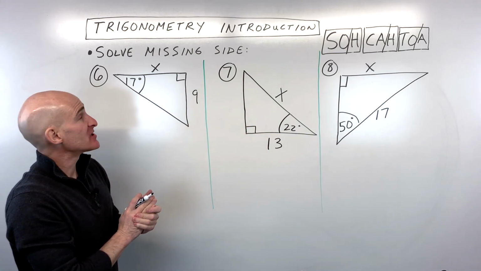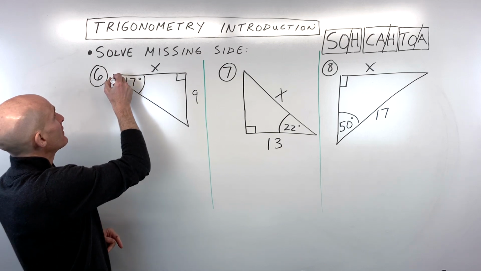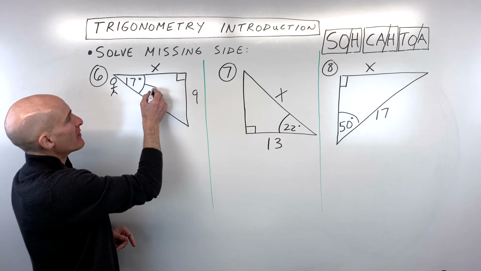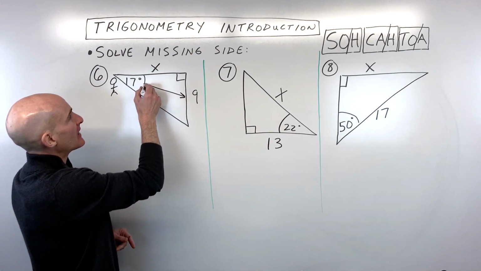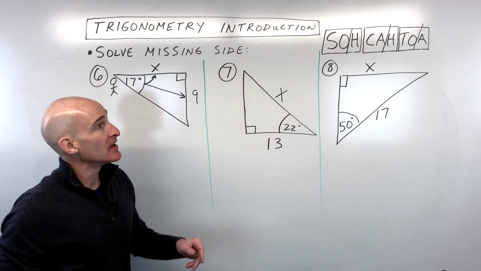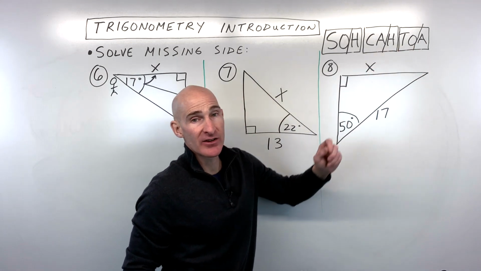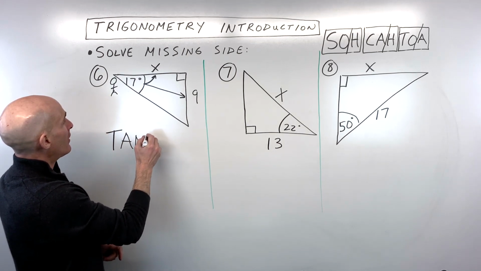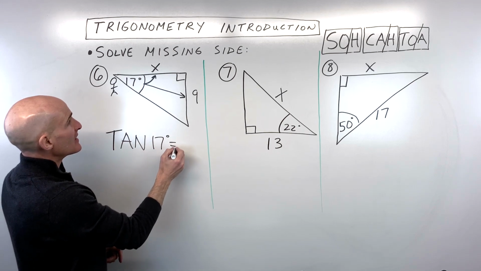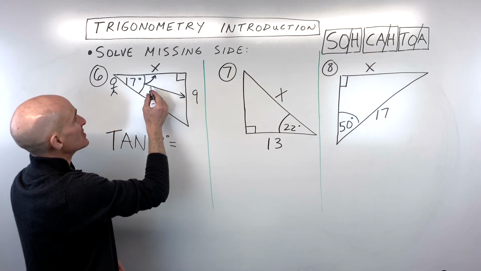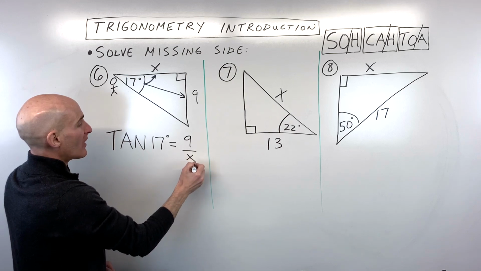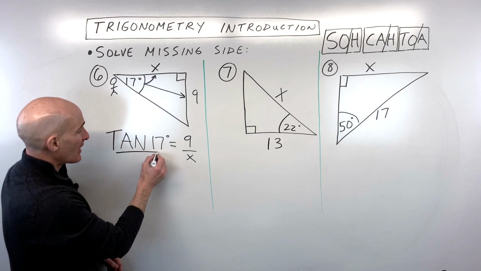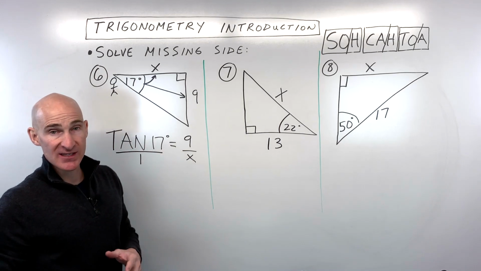Well, if I was going to do number 6, what I would do is I would position myself at the angle here that they're giving us, 17 degrees, and I'd look at it, I've got the opposite side and I have the adjacent side. So remember, opposite and adjacent tells us that it's the tangent ratio. So we're going to say tangent of the angle, 17 degrees, equals the opposite divided by the adjacent. So that's going to be 9 over x. Now, another way to do this problem and solve for x is to think of this as being over 1, because anything divided by 1 is itself.